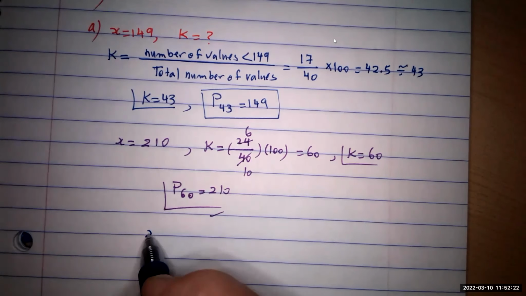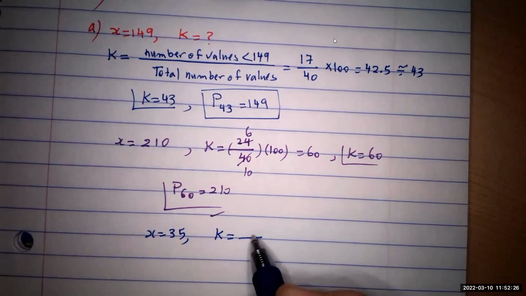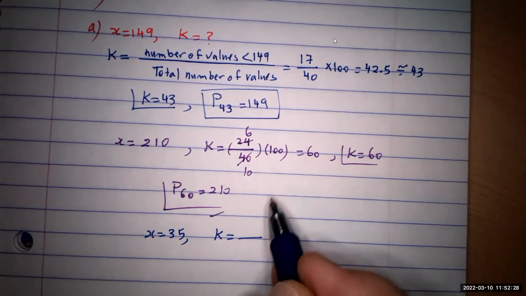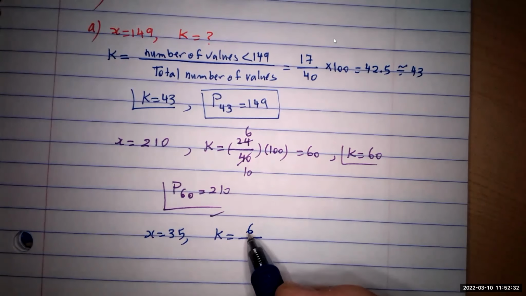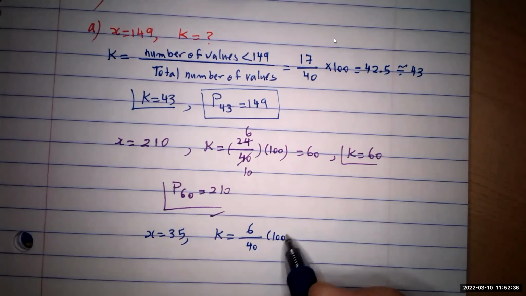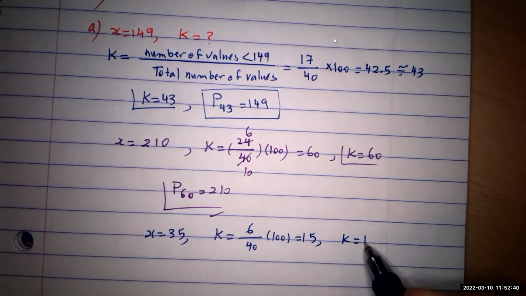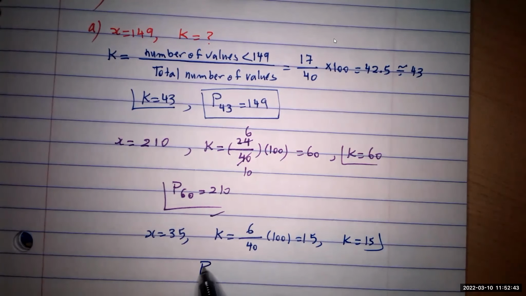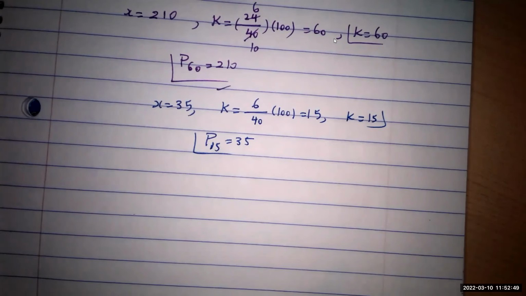For example, the next one is going to be 35. So for the 35, K would be equal to the number of observations less than 35, which is 6. It's going to be 6 over 40 times 100. So that gives you 15. So K is going to be equal to 15. So P of 15 is equal to 35. Okay, that's the ranking of the 35.